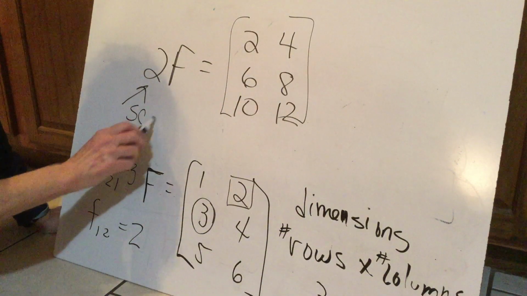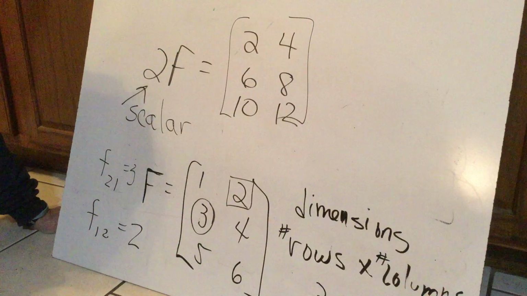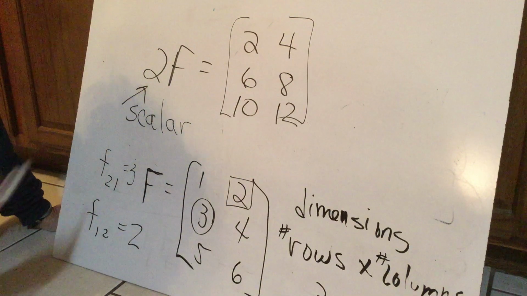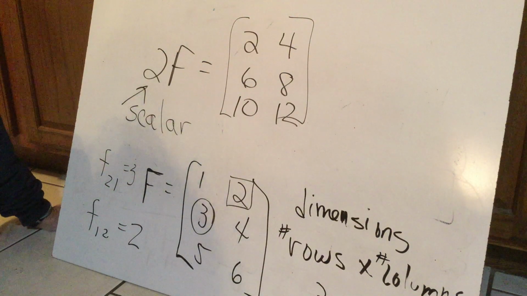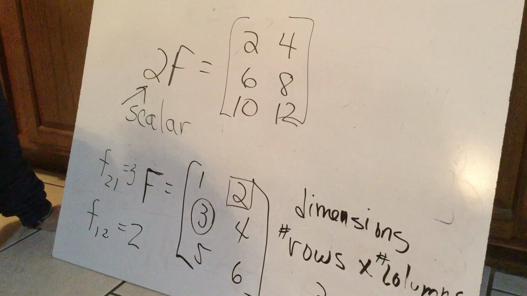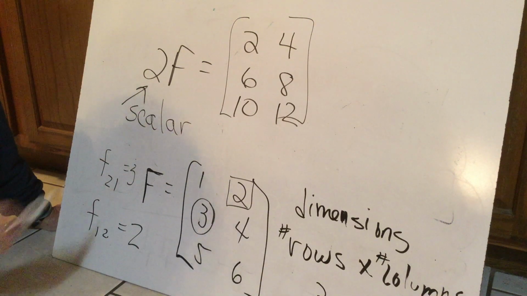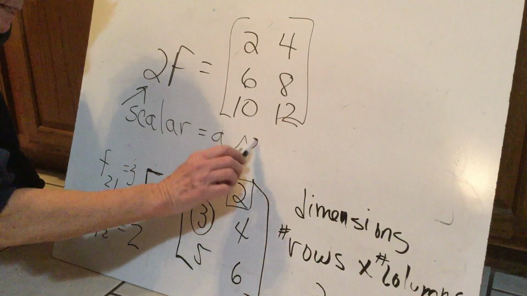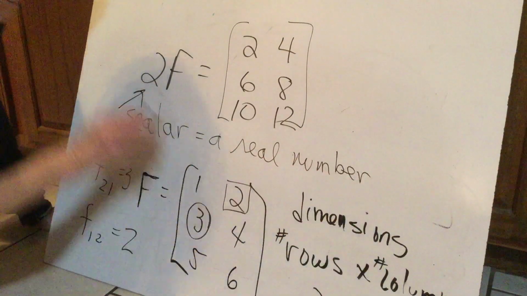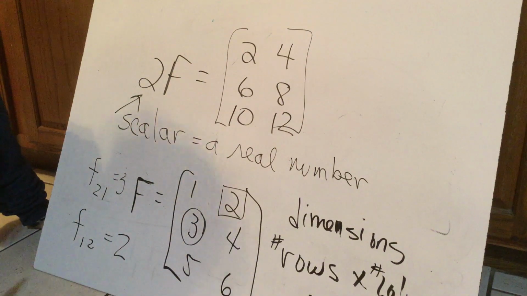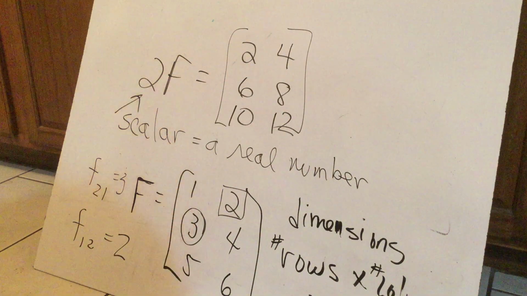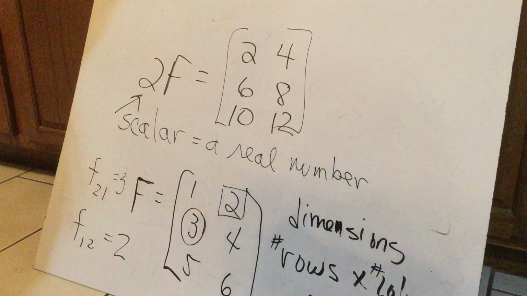The number 2 has a special name. It is called a scalar. That is the next vocabulary word on your paper. A scalar is nothing more than a real number. It can act as a coefficient, it can act as a magnitude, it can act as a lot of things. So just define scalar as a real number. If you put a scalar out in front of the matrix, all you're doing is multiplying by that number.